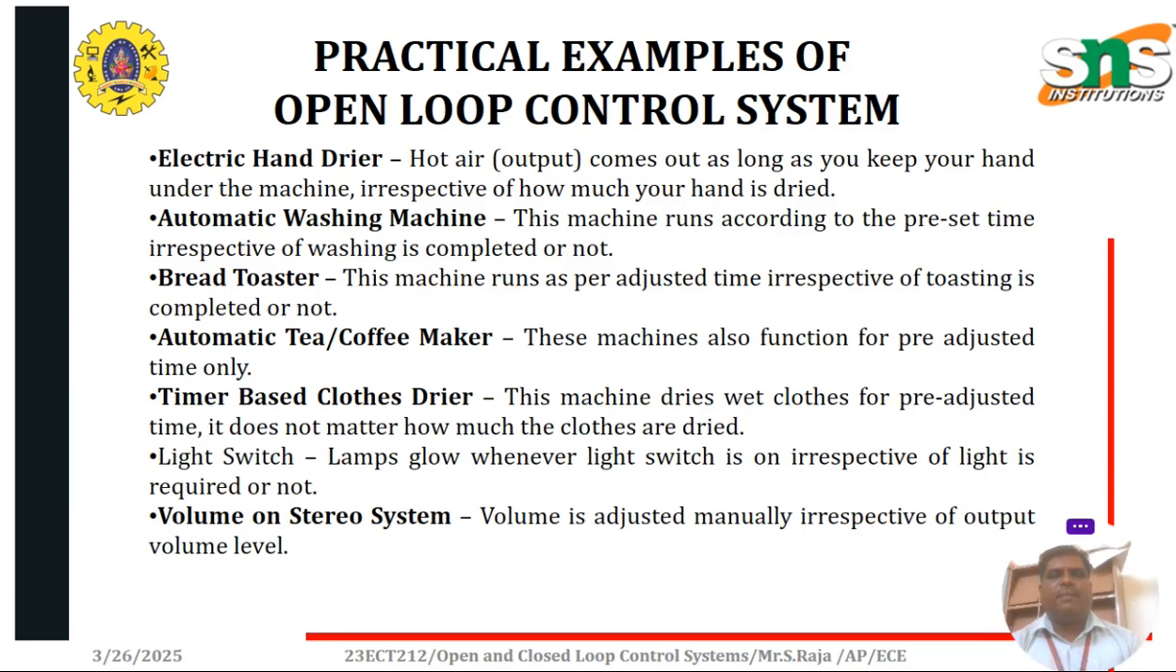Automatic tea or coffee maker: these machines also function for a pre-adjusted time only. Timer based cloth dryer: this machine dries wet clothes for a pre-adjusted time. It doesn't matter how much the clothes are dried. Light switch: lamps glow whenever the light switch is on, irrespective of whether light is required or not. Volume on stereo button: volume is adjusted manually irrespective of the output volume level.